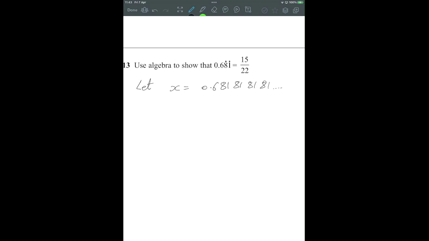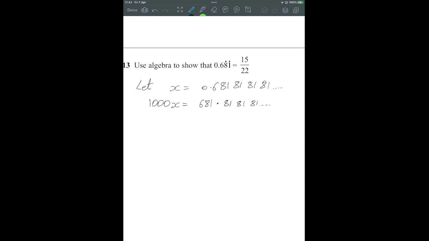Technique is to move that decimal place so that the repeating part is in front of the decimal place. Well, I need to move that decimal place 3 spots, so I'm going to times it by 1,000. That gets me to 681.8181, etc.